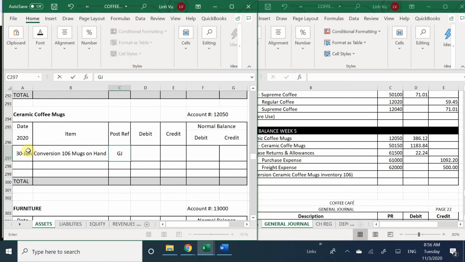Yes, GJ21. All right. And how much did I debit my account for? $386.12. Bringing my beginning balance to be 386.12. Okay. What else, what's next? Cost of goods sold.